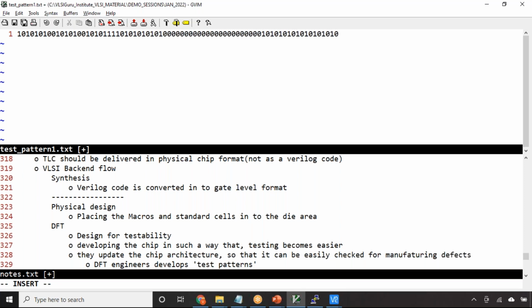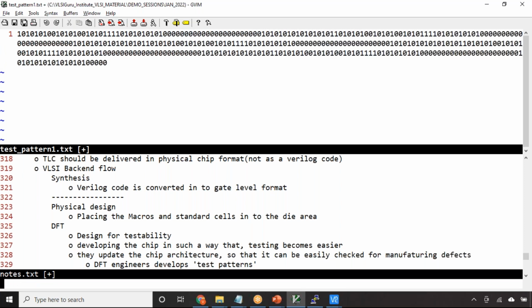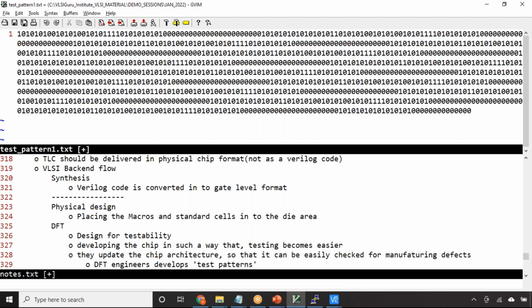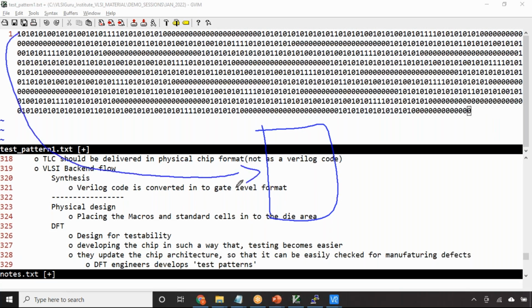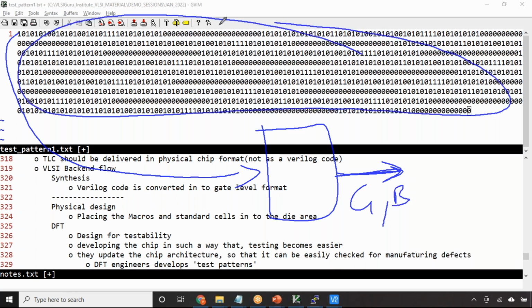Like this, a very big pattern he will generate. It is not like he has generated something randomly. It is a very sensibly thought out and sensibly generated pattern. This pattern will be applied to my chip. Finally, based on the output that he gets, he knows whether the chip is good or bad. Like that, there will be many such test patterns.